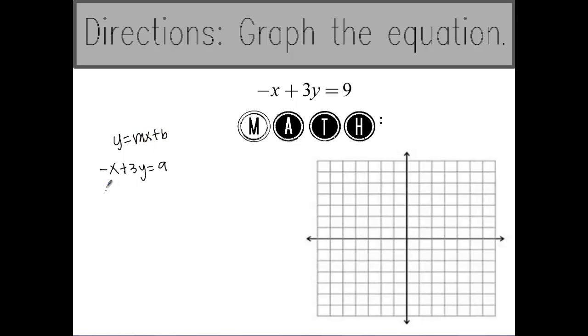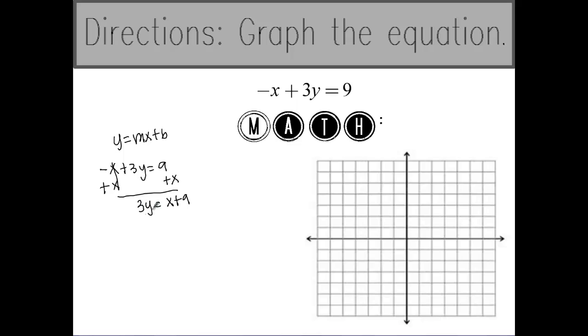First, we're going to add x. Negative x and positive x are going to cancel out to equal 0. Add x to both sides. We get 3y = x + 9. We always like to put the x in the front because x is supposed to be in the front of this equation with m while b is at the end.